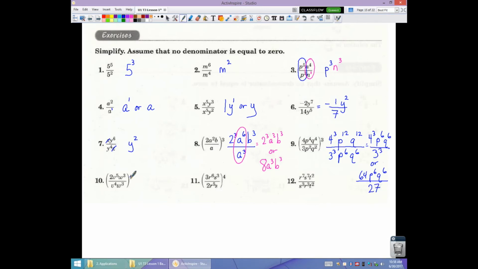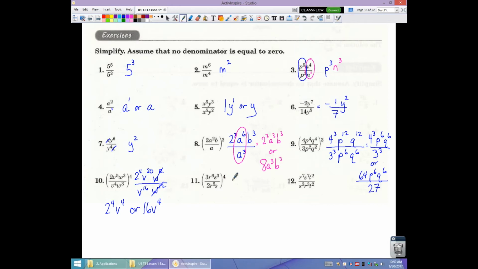Number 10. The exponent outside goes with everything in the parentheses, numerator and denominator. So 2 to the 4th, v to the 20th, w to the 12th, divided by v to the 16th, w to the 12th. The w to the 12th on both top and bottom can be canceled. Apply your quotient of products rule to the v's. I get 2 to the 4th, v to the 4th, or since 2 to the 4th is 16, 16v to the 4th.